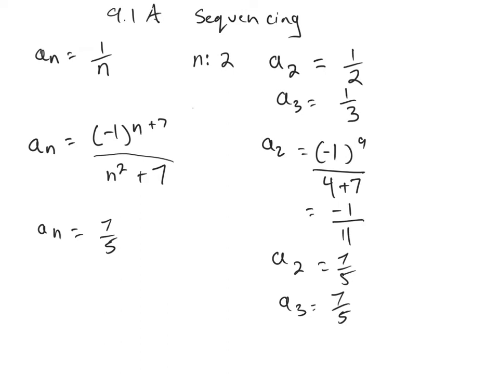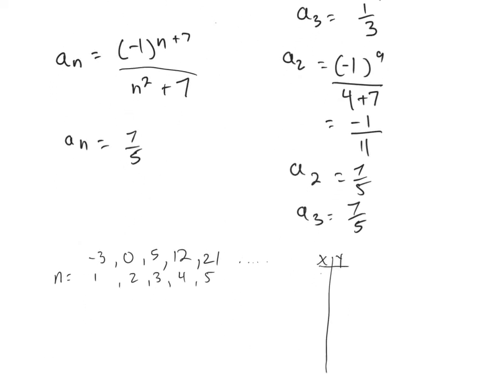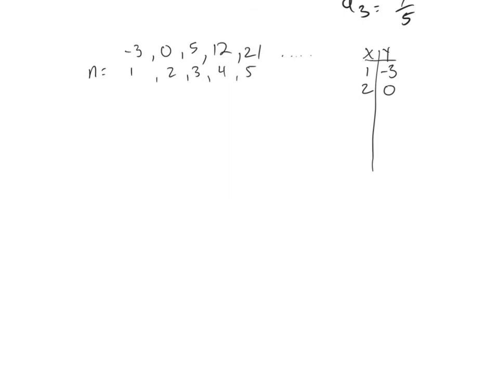So let me give you an example. Let's say we have a series of numbers: negative 3, 0, 5, 12, and 21, and so on. And let's assume that n begins with 1. So n begins with 1, and then this is 2, this is 3, this is 4, this is 5. We input those numbers as if we had an x input and a y output. If we put in 1, we get negative 3, we put in 2, we get 0, we put in 3, we get 5, we put in 4, we get 12, and we put in 5, we get 21.